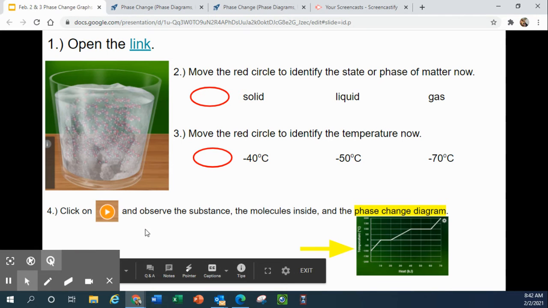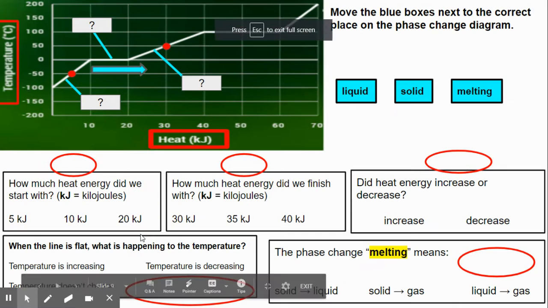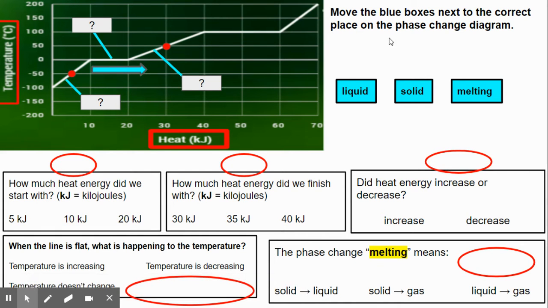So you're going to move those where you need to move them to. So also in Google Classroom, you're going to move the blue boxes next to the correct place on the phase change. So where was it a liquid? Where was it a solid? And where was it melting? And you're going to answer these questions.